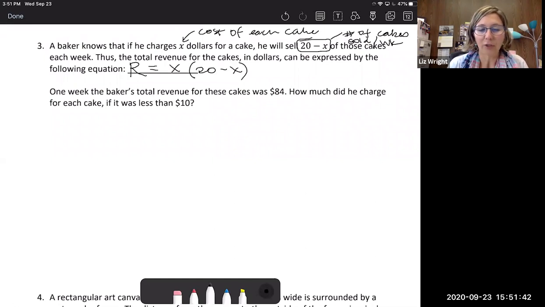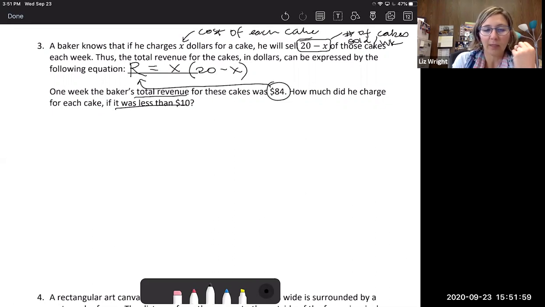One week, the baker's total revenue for these cakes was $84. How much did he charge for each cake if it was less than $10? Okay, so it gives us one piece of information about the revenue. Total revenue is going to be 84 bucks. So that's going to go in here. How much did he charge for each cake? What are we looking for? We're looking for X. We're going to solve for X, and then it also tells us which one we're going to throw out. It has to be less than 10 bucks.